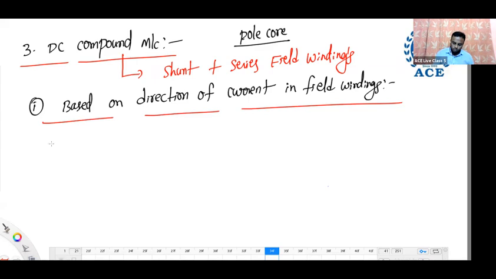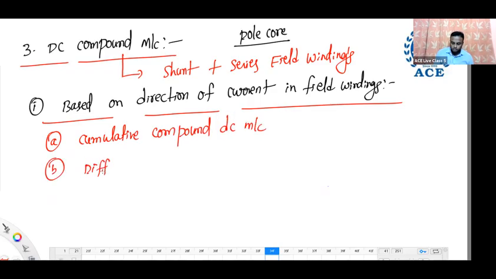There are two types. One is the cumulative compound DC machine, and second, the differential compound DC machine. Cumulative compound DC machine, differential compound DC machine. Write the first one, cumulative compound DC machine.